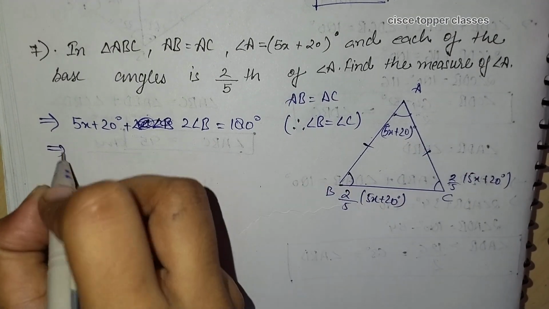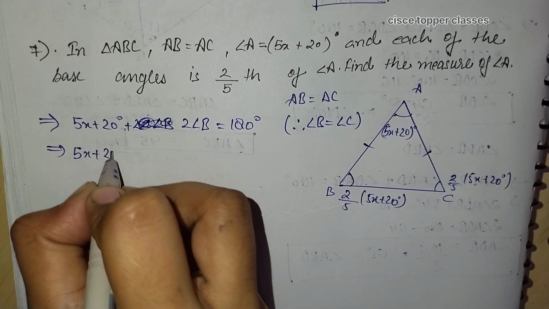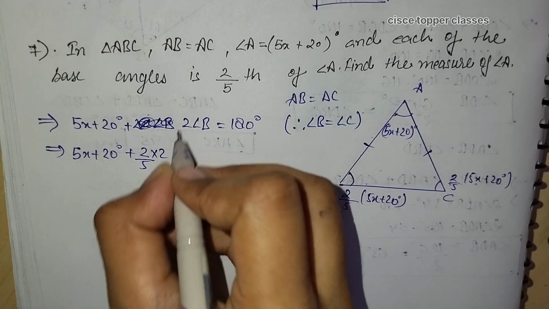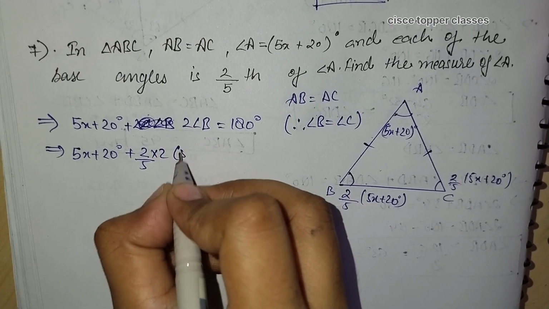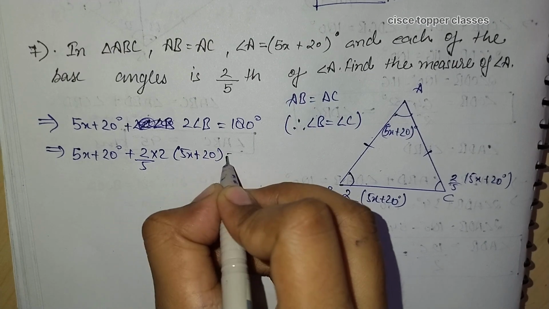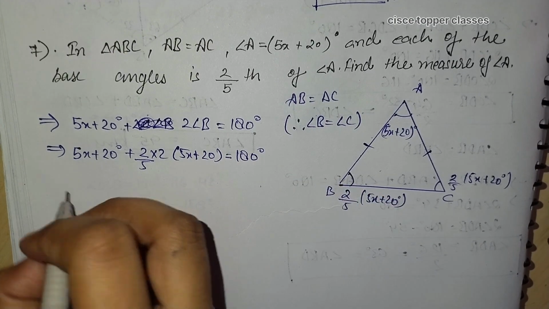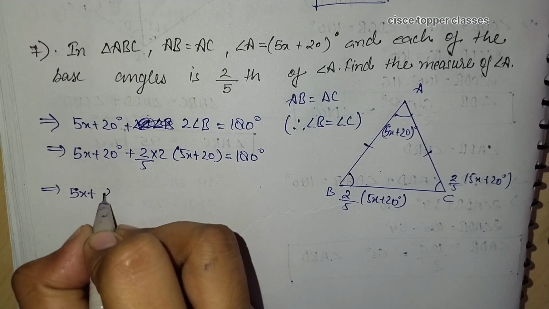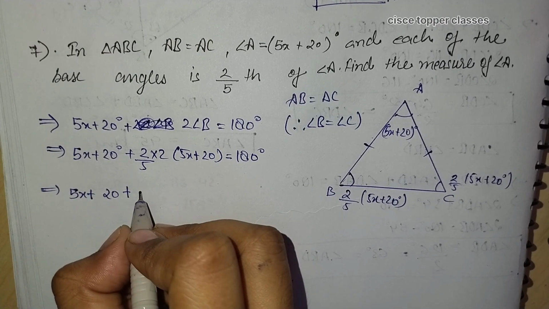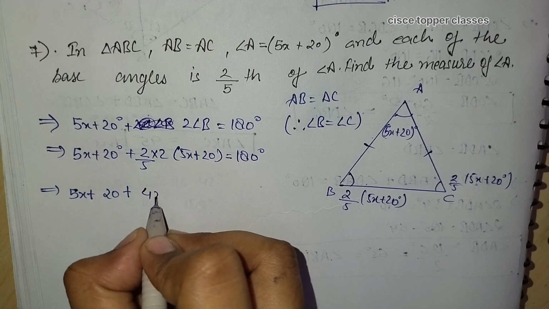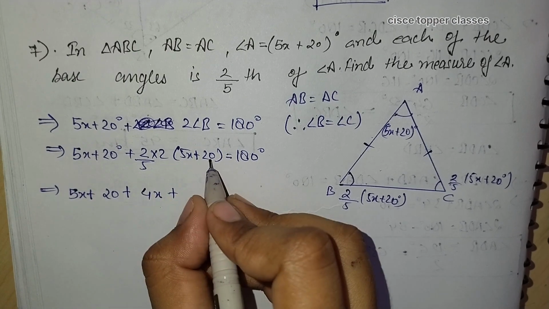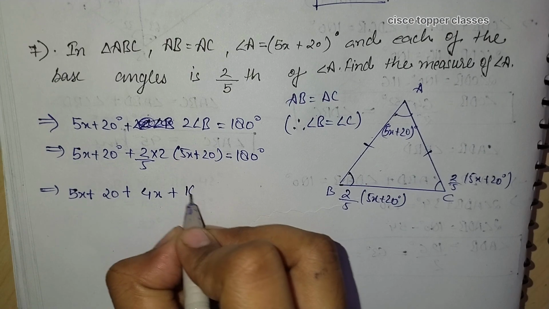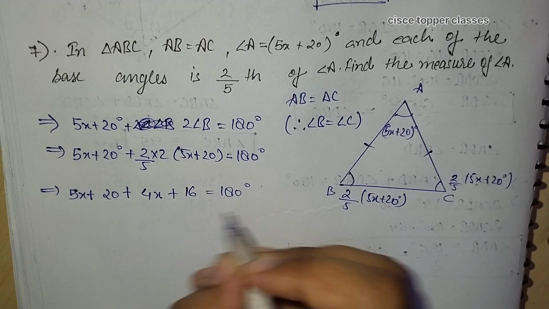Simply we can write again, putting the value here 5x plus 20, here the angle B as 2 by 5, here 2 into 2, because here also it is 2, and here 5x plus 20 equal to 180 degree. From here we will get the value of x. So simply solving this, we will get 5x plus 20 plus 4 by 5, and 5 will be cancelled out, so it will be 4x plus 4 here again, 4 into 4 will be 16 only. So this is 16 equal to 180 degree.